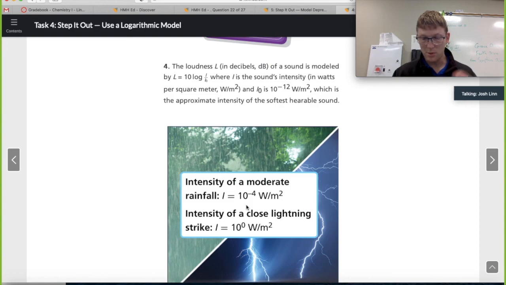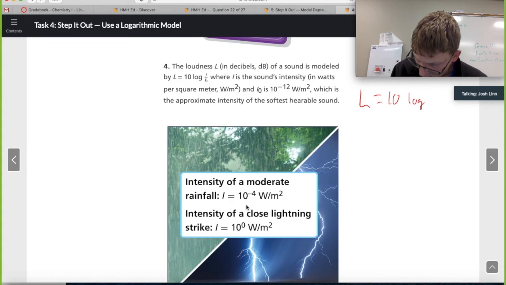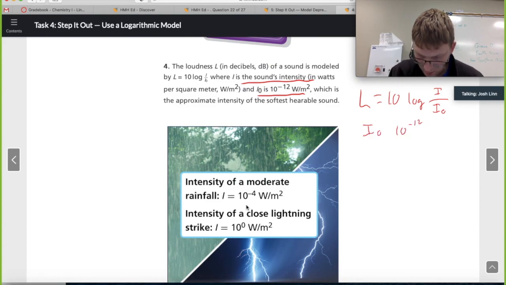Our problem is: the loudness L in decibels, dB, of a sound is modeled by L equals 10 log, remember that's common log, of I over I naught, where I is the sound's intensity and I naught is 10 to the negative 12, which is the approximate intensity of the softest hearable sound.